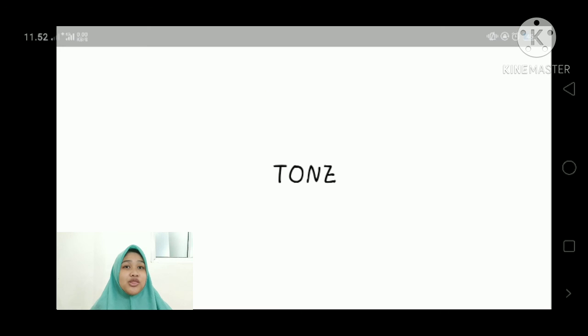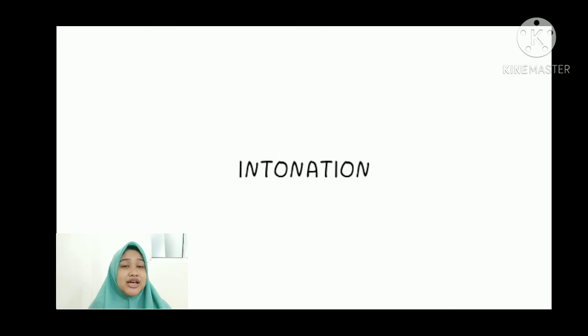For the first, tone. Tone in linguistics is a variation in pitch of the voice to distinguish lexical or grammatical meaning. And then intonation. Intonation is the pattern of pitch changes across a stretch of speech, such as a sentence. For example, "Your name is John," beginning with a medium pitch and ending with a lower one, that is falling intonation. Your name is John.